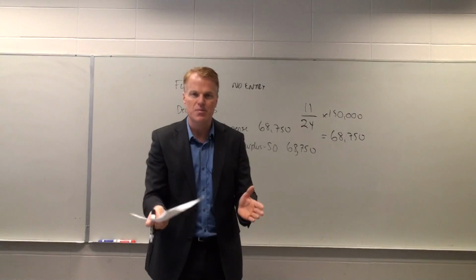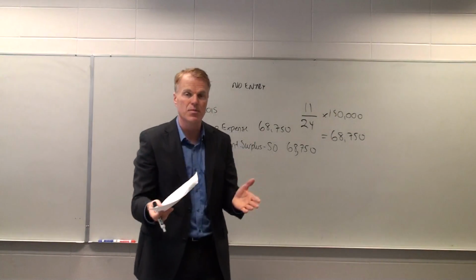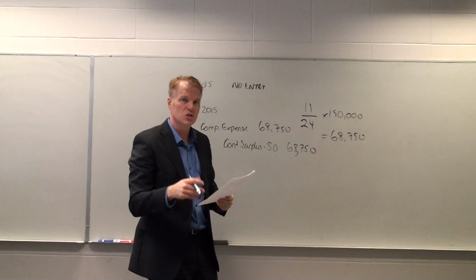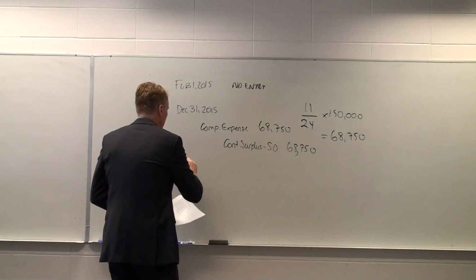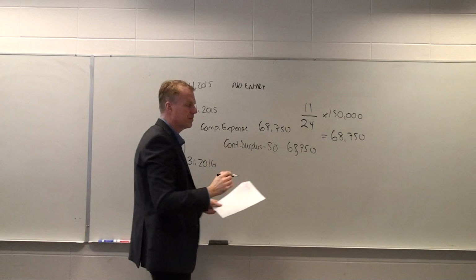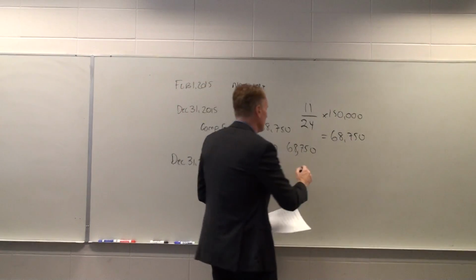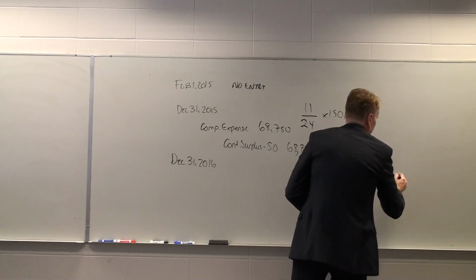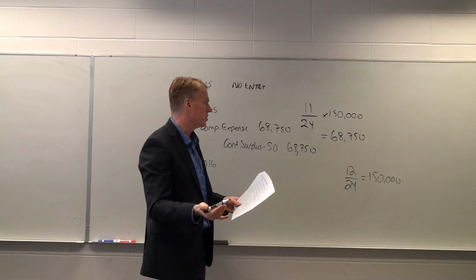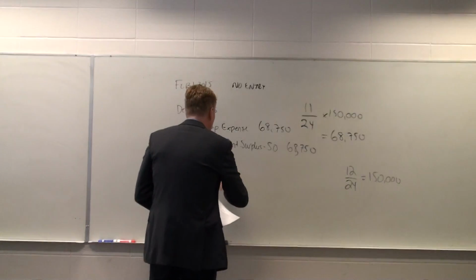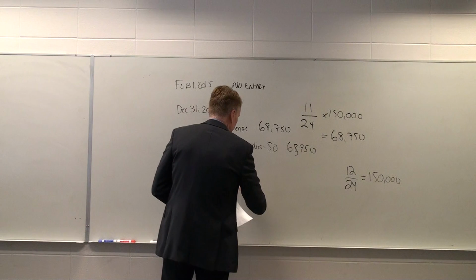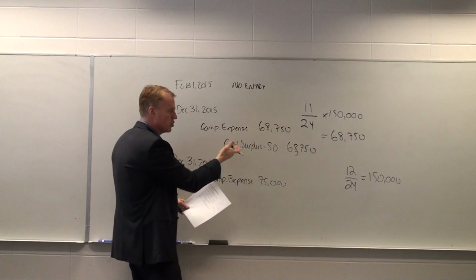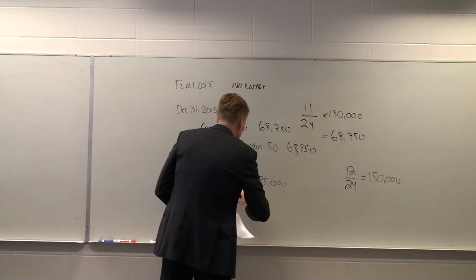Now, that's 11 months. We still have 13 more months that we have to account for. So in 2006, we've got to do another entry. This will be for 12 months, a full year. So 12 out of 24 times 150,000, that's equal to 75,000. So that'll be compensation expense, 75,000, and again, contributed surplus stock options, 75,000.